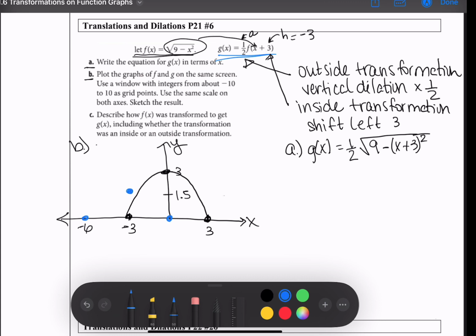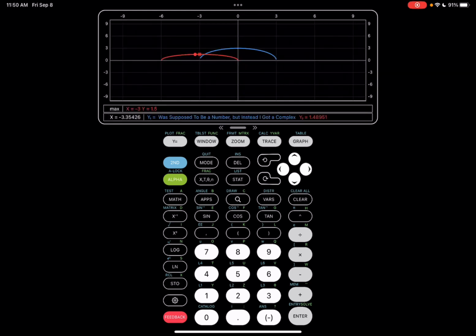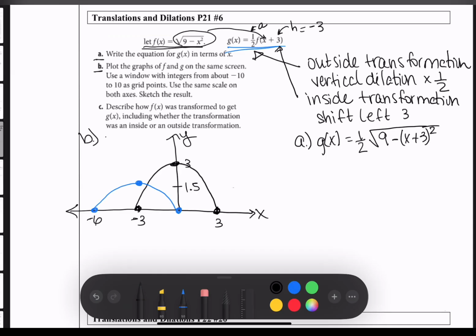And so now I've got a similar graph that's now half as tall and shifted left 3. Double checking this on my graphing calculator, I made f of x y1, I made g of x y2, and when I graph this, I can see that they match. I've also checked for my max, just to double check that it should happen at -3, 1.5, and it in fact does.